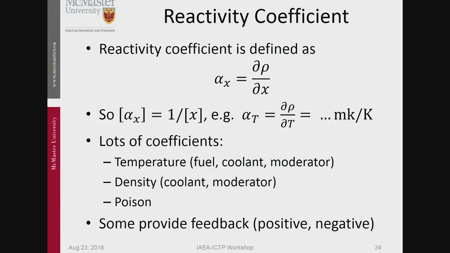But we haven't defined reactivity coefficients yet. So a reactivity coefficient is just the change of rho with whatever parameter, temperature, right? And the unit of this is 1 over the unit of that one. You have lots of these coefficients. You have the temperature coefficient of the fuel, the coolant, the moderator. Of course, in a molten salt reactor, they're all the same, but it doesn't matter. You have density coefficients, you have Poisson coefficients, and some of them provide feedback, which may be positive or negative.